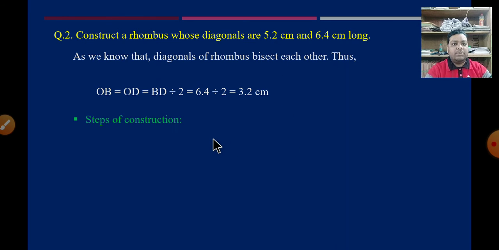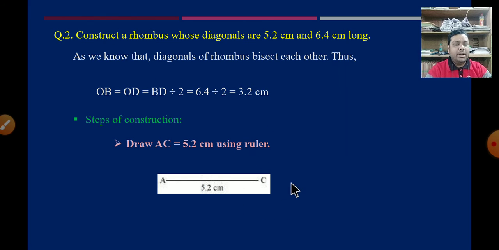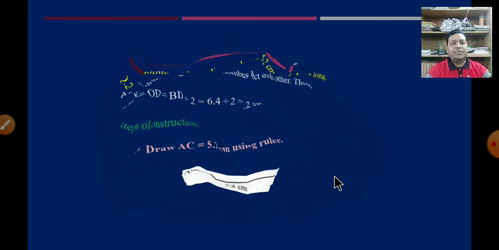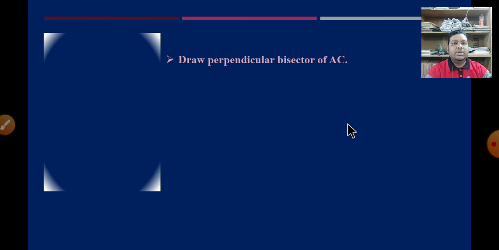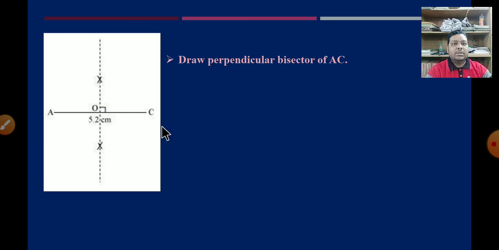So steps of construction, we will draw AC equal to 5.2 centimeter using a ruler. Done. Okay. Now after that, we will again cut a perpendicular bisector of AC. In the next slide you can see, draw the perpendicular bisector of AC. You can see here we have drawn the perpendicular bisector.